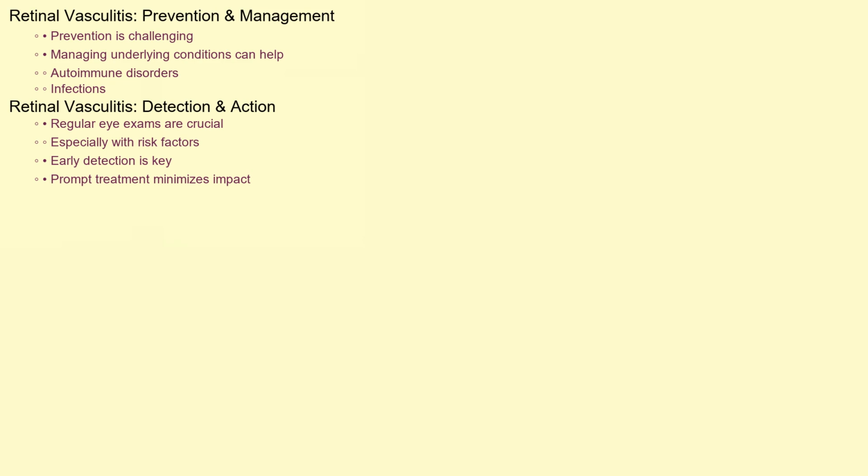Unfortunately, there's no guaranteed way to completely prevent retinal vasculitis, especially when it's linked to underlying systemic conditions. However, managing any known autoimmune disorders or infections effectively can reduce the risk. Regular eye exams are essential, especially for individuals with risk factors, such as autoimmune diseases. Early detection and treatment of underlying conditions can help prevent or minimize the impact of retinal vasculitis.